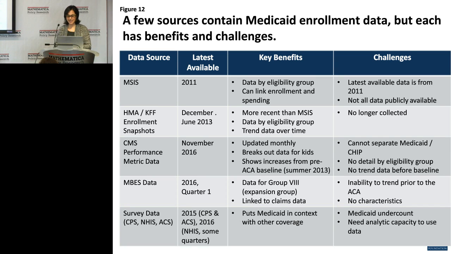The new MBES data is tied to claims data, and the really beneficial piece of this new release of data is that we could separate out what's happening with the Medicaid expansion group. Of course, we have not that much ability to trend that data over time, and no characteristics are available right now. And then, of course, there's survey data, and I'm not going to really talk about that so much because Maggie's going to talk about that in a minute. The next few slides are just some illustrations of how we use these various sources of enrollment data.